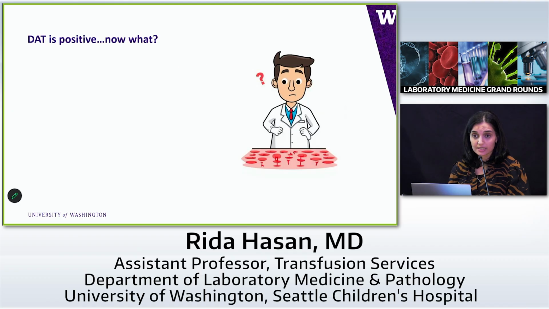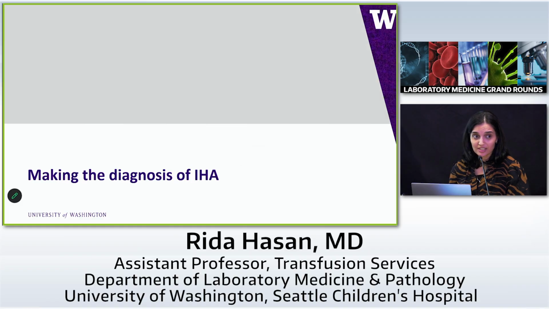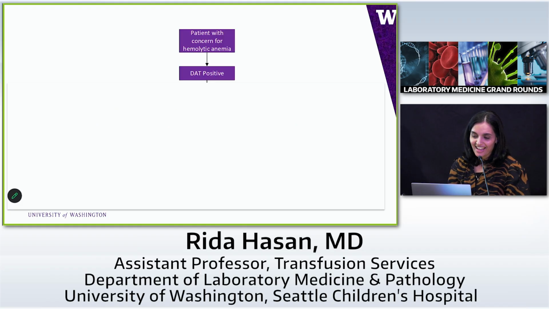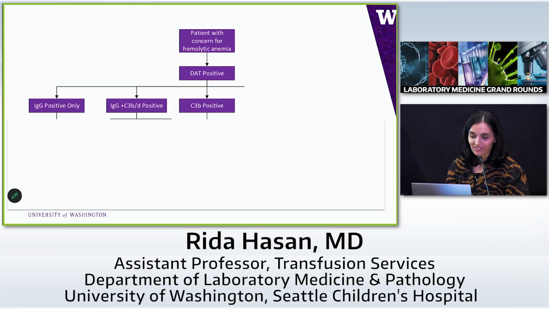Okay, so the DAT is positive. Now what? Do I have a diagnosis of an immune hemolytic anemia? It's important to note that a positive DAT alone, even in the absence of hemolysis, does not mean they have hemolytic anemia, as we're taught. But I think a positive DAT, even in a patient who is hemolyzing, does not actually mean hemolytic anemia, which can make it confusing. When a patient has a concern for hemolytic anemia and the DAT is positive, there's a couple of different types of reactions we can see.